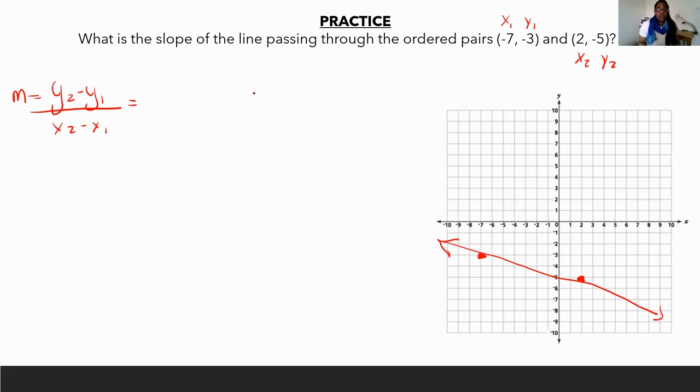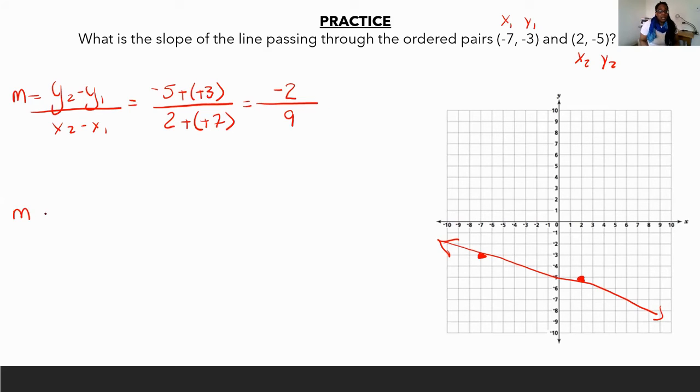So we got y2, which is -5, minus my y1, which is a -3. So I'm going to put parentheses around it. My x2, which is 2, minus my x1, which is a -7. And I'm going to put parentheses around that. Because when you minus a negative, you're actually making them positive. So you have -5 plus 3, which gives me a -2. And the same thing's happening here. So 2 plus 7, this gives me my 9. All right? So it looks like the slope is a -2/9.